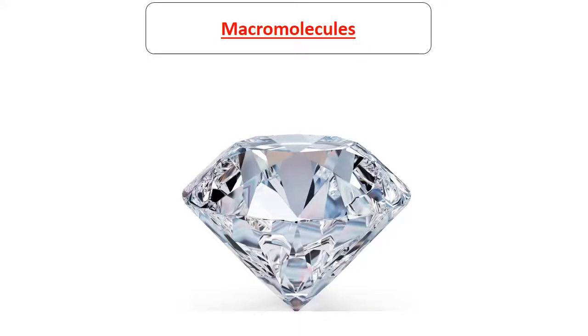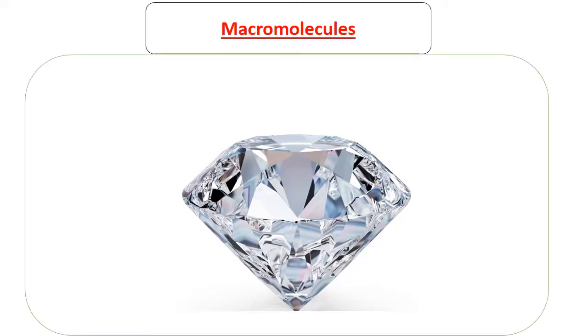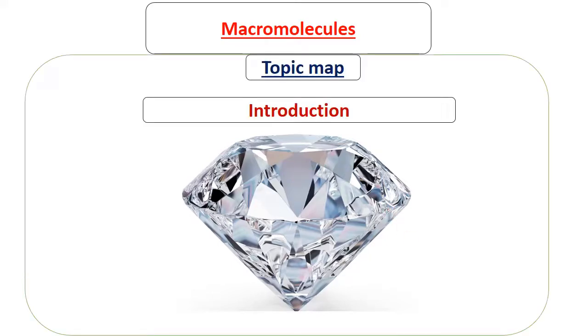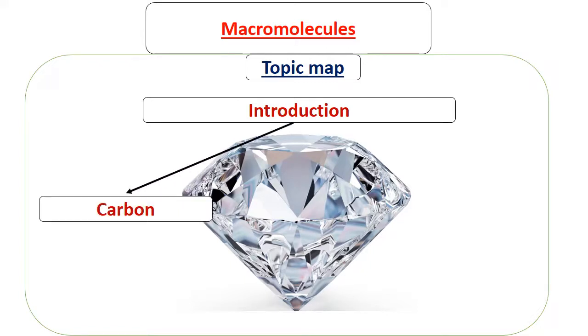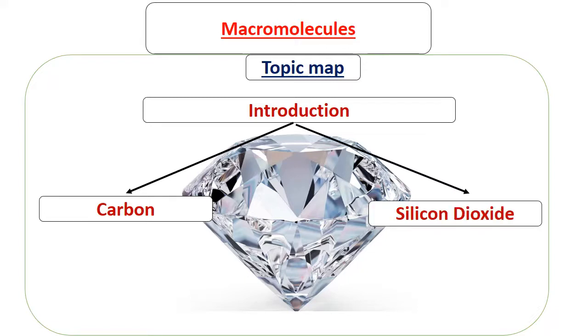Welcome to today's lesson. We're going to take a look at macromolecules. So we're going to start with the introduction. Then when we're done with the introduction, we're going to take a look at carbon, for a reason that it forms different types of macromolecules. Then we'll also take a look at another substance called silicon dioxide, which is also a macromolecule which is worth studying in this syllabus.